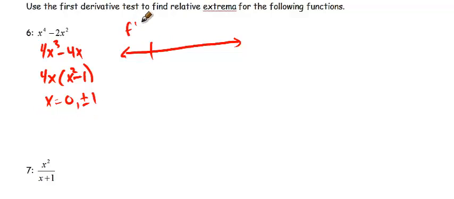Second step, you want to label this f prime of x. Because you can have an f of x chart, you have f prime of x chart, you can have a second derivative chart. Negative 1, 0, and 1. It's important that they're in the right order. Alright, so from here, we just have to find our signs.